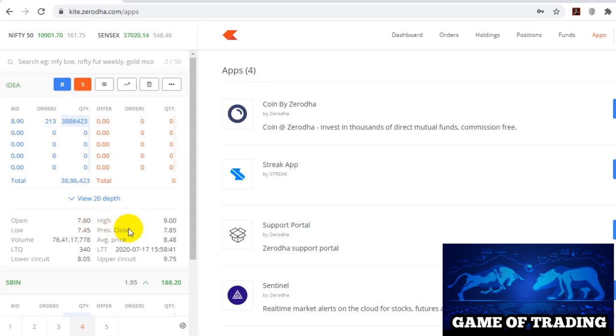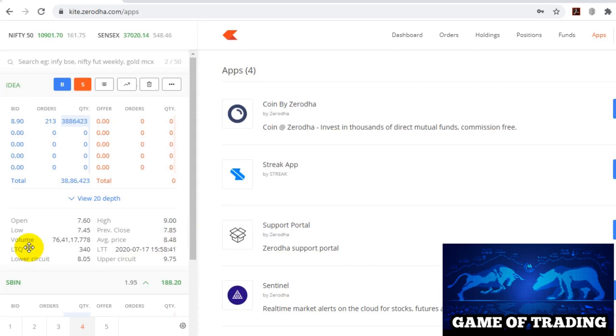The next is the high range of Vodafone Idea, which reached 9 rupees, and the low of the Vodafone Idea share price is 7.45, and the previous close of the day's share price is at 7.85.